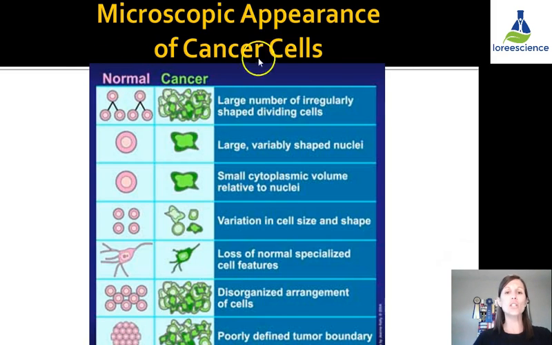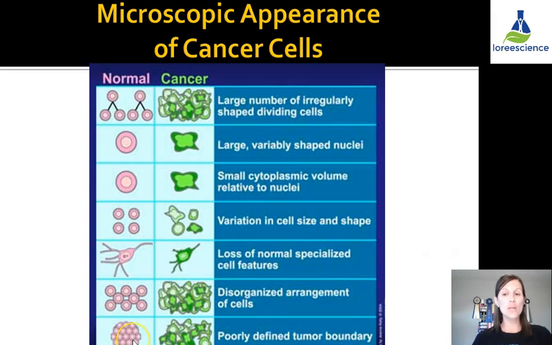So when we look at the appearance of cancer cells, normal versus cancer, you ask: are they large? Are they irregularly shaped? How big is the nucleus compared to the rest of the cell? How much cytoplasmic volume is there? Do they have regular shape or do they vary? Specialized features, right? Each cell shape dictates function. So is it starting to lose its typical shape that allows it to have its function? Is there evidence of disorganization? And are there poorly defined boundaries?